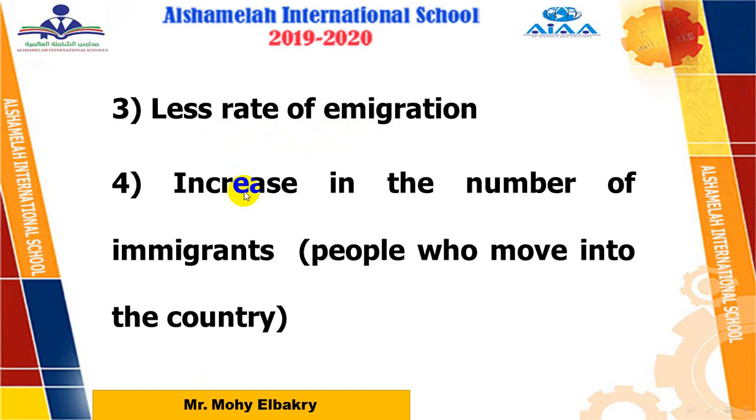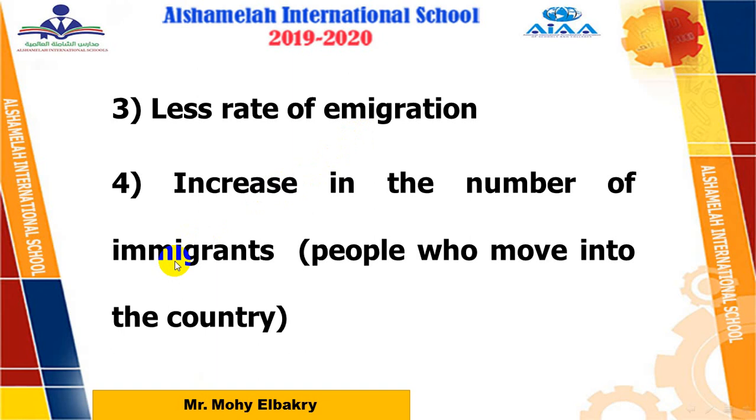Number 4, the opposite: increase in the number of immigrants. Immigrants means people who move into the country. Mr., we are confused now. What is the difference between number 3 and 4? Here you said less immigration, and here you said increase in immigrants. So what is the difference?